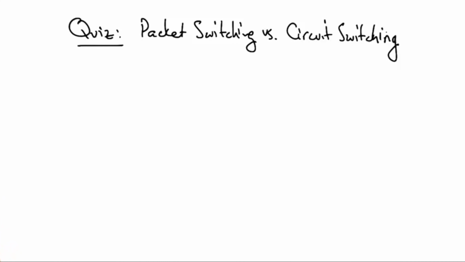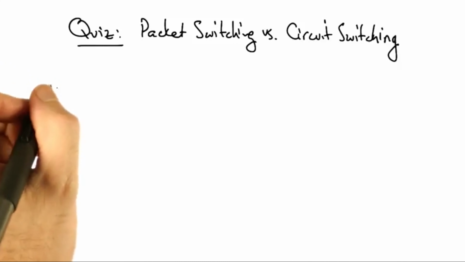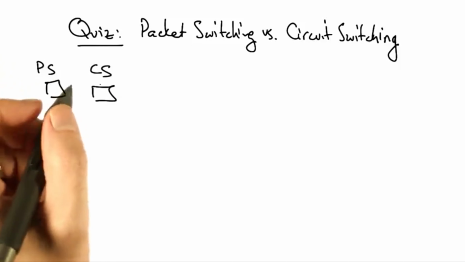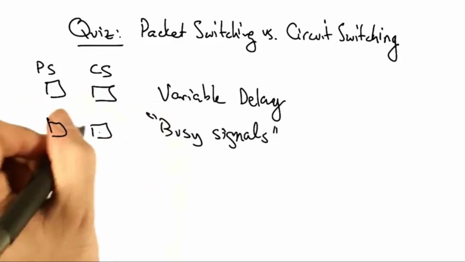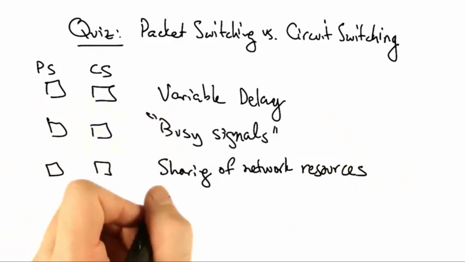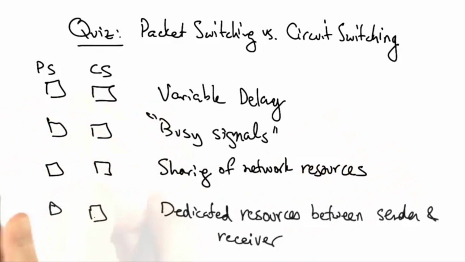Let's take a quick quiz on packet switching versus circuit switching. Which of the following are characteristics of packet switching and circuit switching? Variable delay, busy signals, sharing of network resources, like an end-to-end path, among multiple recipients, and dedicated resources between the sender and receiver. Each of these options only has one correct answer.